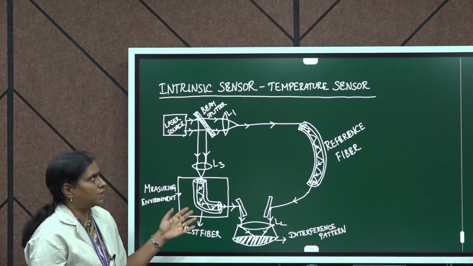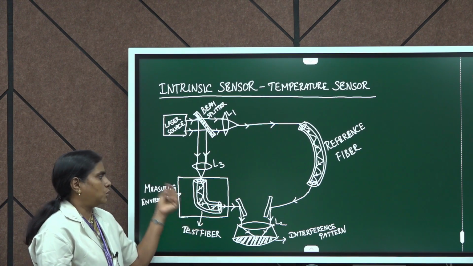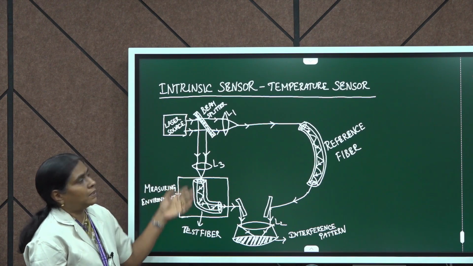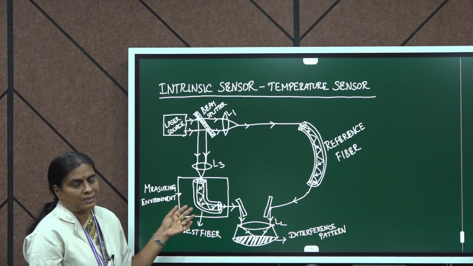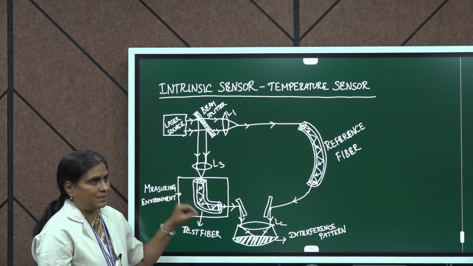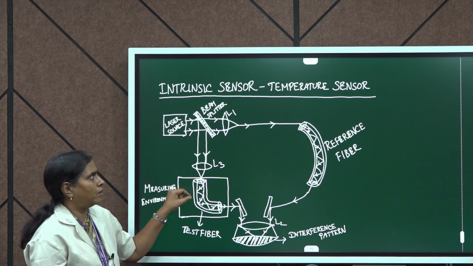This type of sensor is known as a temperature sensor. Similarly, we can measure pressure also. Many parameters we can measure. These types of sensors are called intrinsic sensors. Intrinsic sensor means the fiber is the tested element, and it is kept within that particular environment.